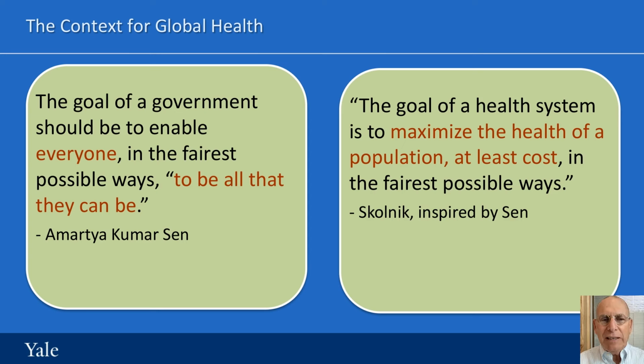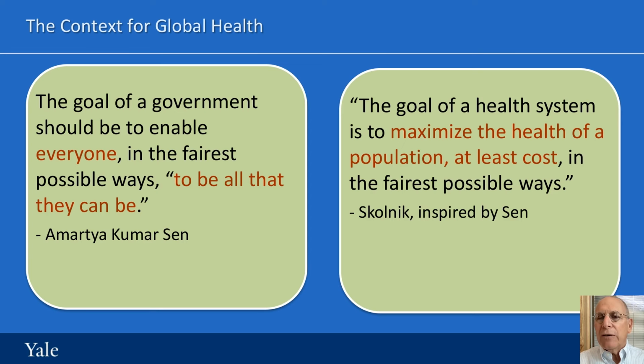Professor Sen, who I had the good fortune of meeting on two occasions, suggests to us, I believe, and I'm really paraphrasing a 600-page book in many ways, in one expression that Professor Sen thought was a not bad way to do it. Professor Sen suggests that the goal of a government should be to enable everyone in the fairest possible ways to be all that they can be. I want to repeat that: the goal of a government should be to enable everyone in the fairest possible ways to be all that they can be.